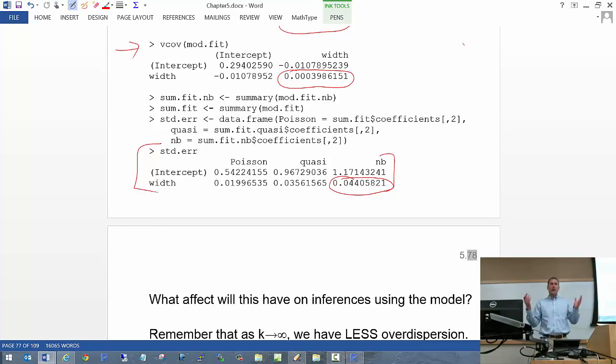So we're basically out of time, but again, think about what's going to happen now with this larger standard error, this larger variance that we have. What's the effect on inferences? Well, again, larger confidence intervals, for example.